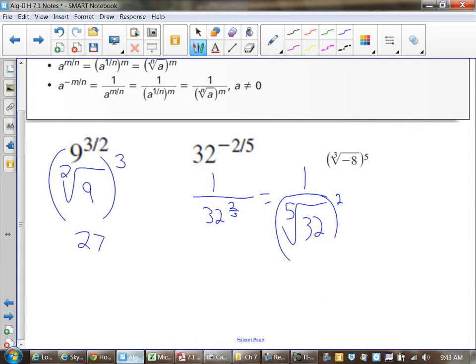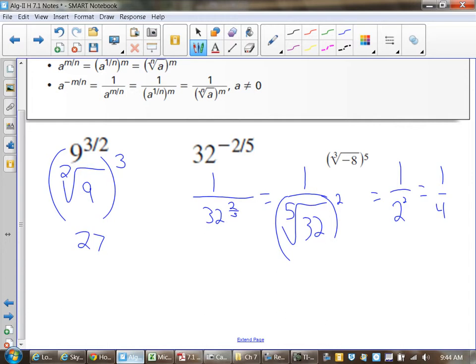Now, 32 is not that big of a number, is it? To have 5 numbers that are exactly the same to multiply together to get to 32, what do you think it might be? 2. 2 times 2, 4 times 2, 8 times 2, 16 times 2, 32. All right? So you get 1 over 2 squared, otherwise known as 1/4. Okay? Not horribly frightening?